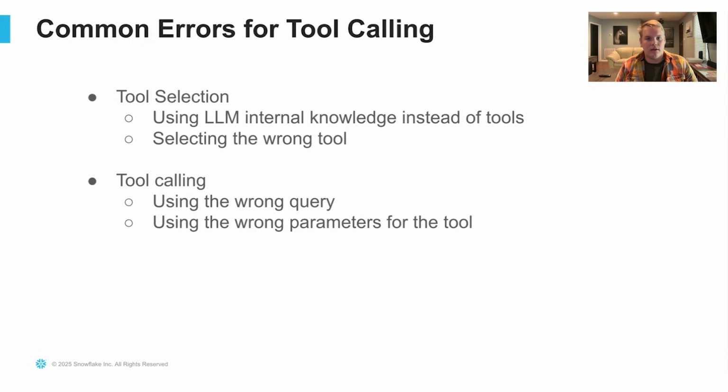With tool calling, as we saw in the lab, we can have issues where the wrong parameters are passed to the tool, and this can result in failures or just imprecise uses of the tool. And we can even see times where the agent uses the wrong query for the tool.